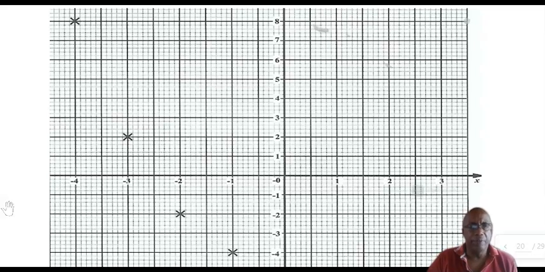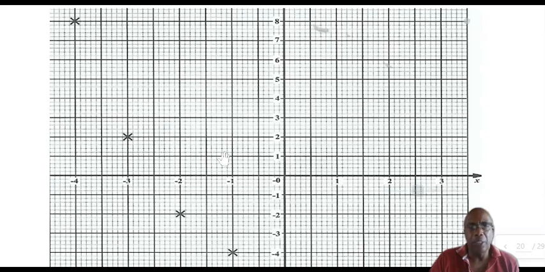So this is the graph, and these are the points already plotted. As shown in the table, when x is -4, y is 8. When x is -3, y is 2. When x is -2, y is -2. When x is -1, y is -4. And the points missing are when x is 0, 1, 2, and 3.